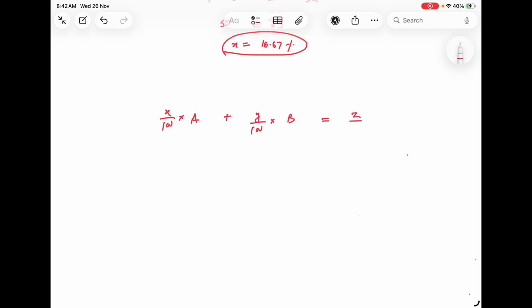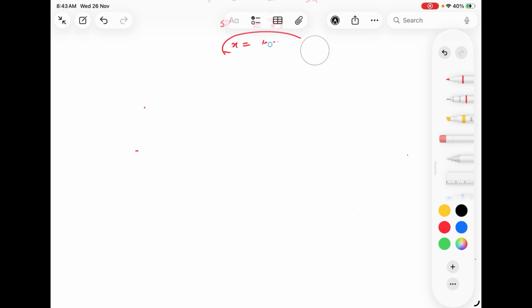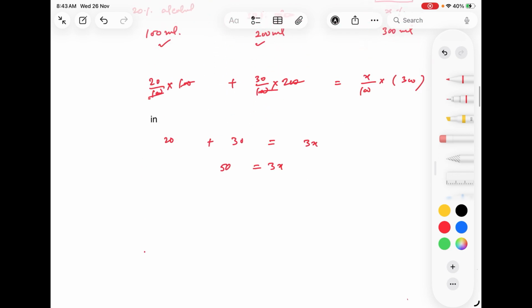is equal to z percent of the total A plus B. Now applying this formula, we can do any mixture question in your SAT, right? Let us do a few questions.